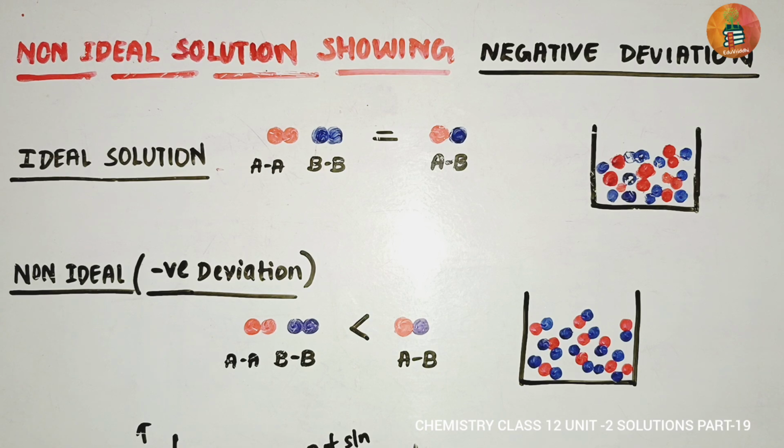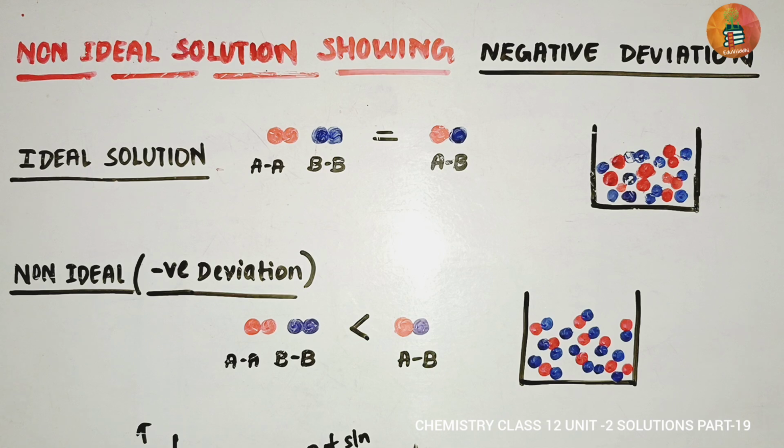So if you consider two different components like A and B, the interaction between solute and solvent molecules will be equal to the interaction between solvent-solvent and solute-solute molecules. And we have seen that the vapor pressure will be whatever is expected from Raoult's law. In the case of non-ideal solutions showing negative deviation, the important thing here is that it does not obey Raoult's law. That is, the vapor pressure of such solutions will be lesser than that expected from Raoult's law.